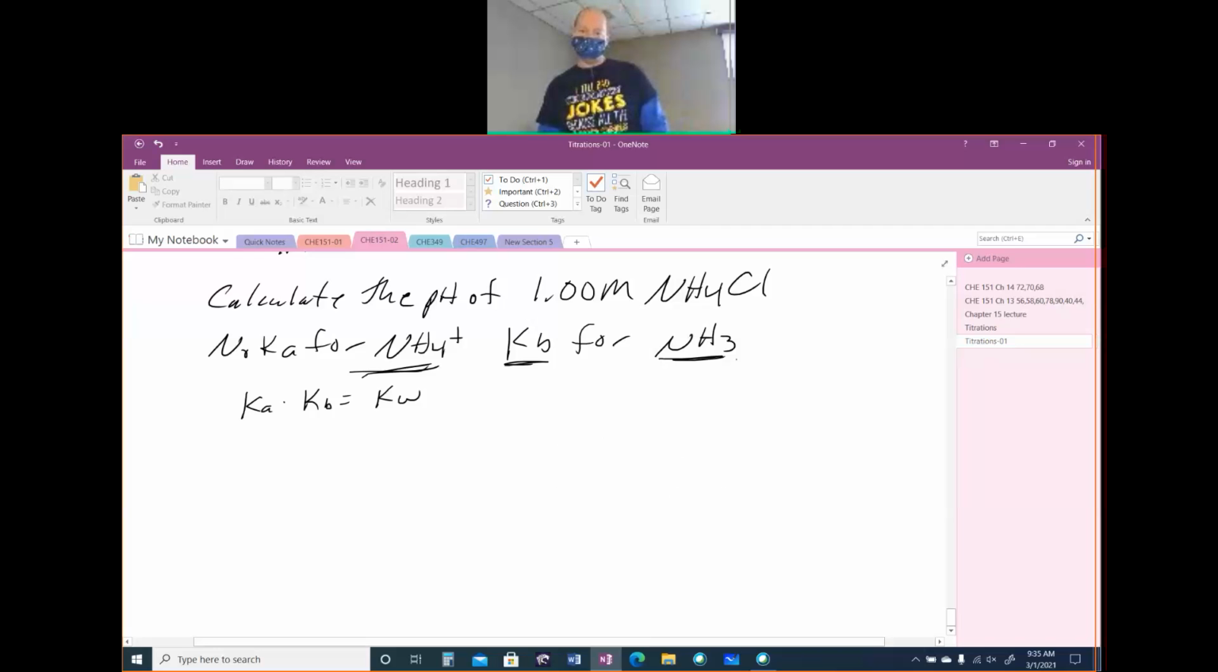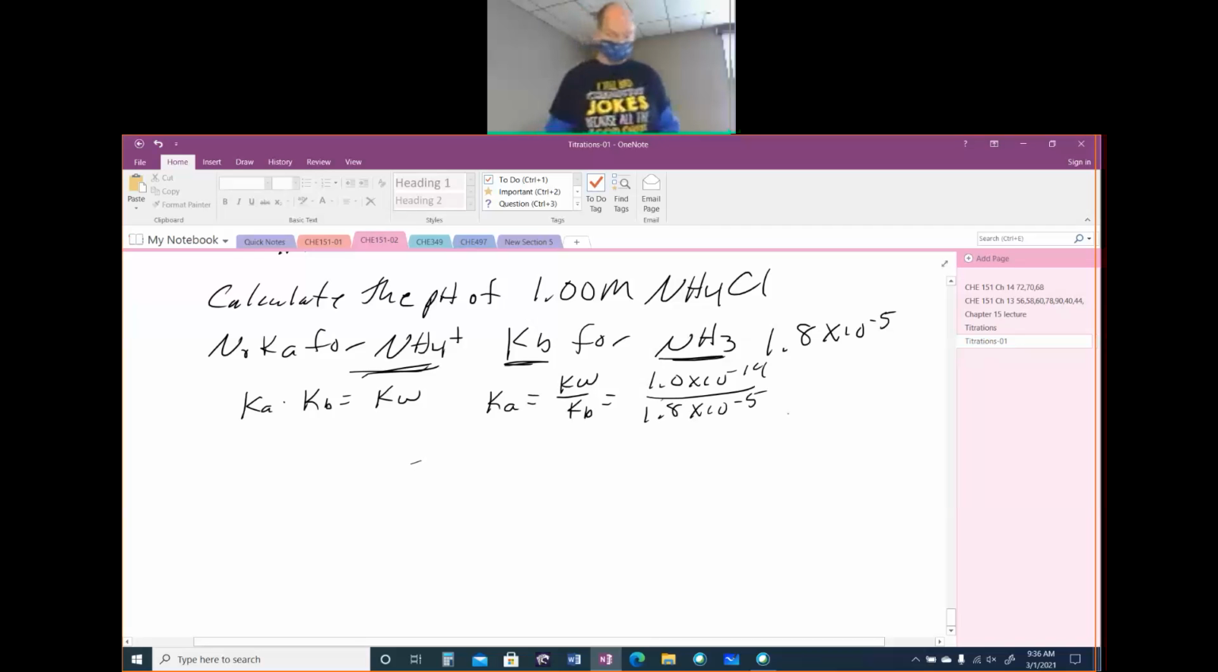And so the Kb for NH3 is 1.8 times 10 to the minus 5. All right, and so to get the Ka, you take the Kw divided by the Kb. So the Ka is your Kw divided by your Kb. So 1.0 times 10 to the minus 14 divided by 1.8 times 10 to the minus 5, and that is 5.6 times 10 to the minus 10.